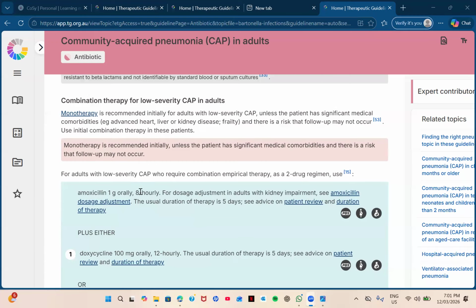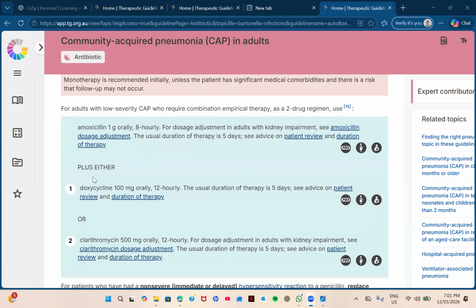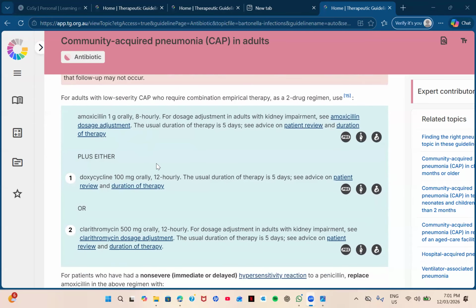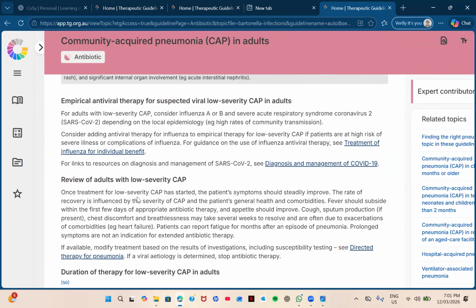So then we have combination therapy: the same monotherapy plus either doxy or clarithromycin. This is the combination therapy. For patients who have an immediate or delayed hypersensitivity reaction to penicillin, replace penicillin in the above regimen with cefuroxime. If the patient is allergic to penicillin, you can replace it with cefuroxime. Please remember these things.